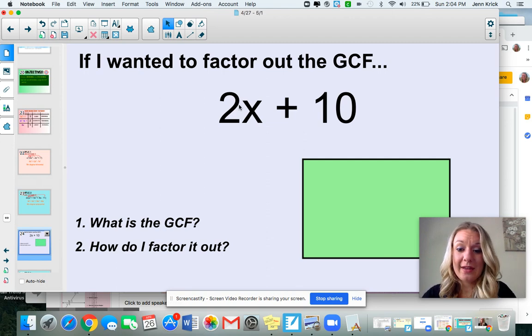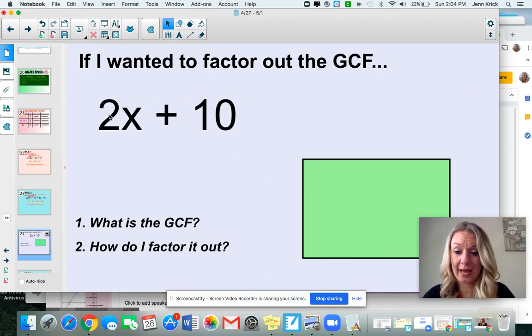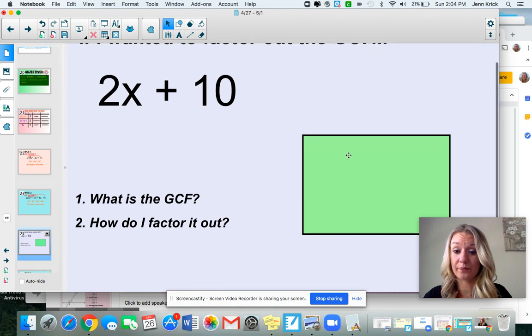So if I'm looking at the terms 2x and 10, what is the greatest number that's shared between the two and that we could pull out? With 2, the only two factors it has are 1 and 2. With 10, the factors are 1, 2, 5, and 10. So 2 is the greatest number that's shared between them. So our GCF is 2.